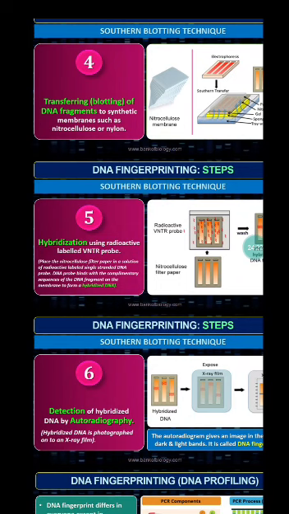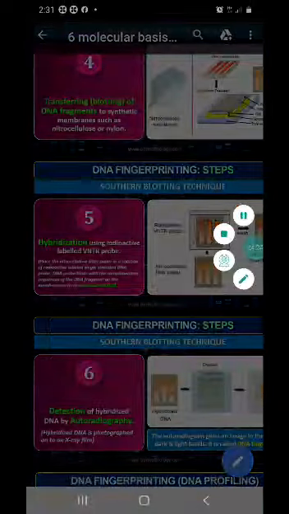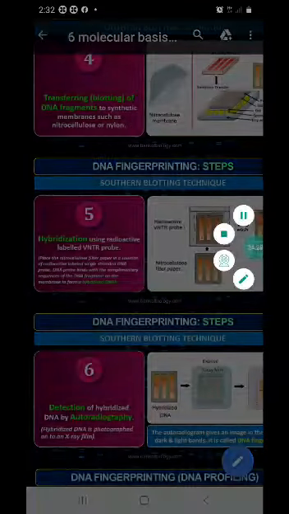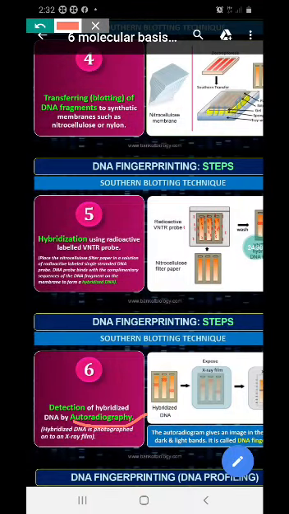Then it is subjected to autoradiography. When it is subjected to autoradiography, you can see something like the barcodes on the items we buy from the hypermarket. Barcode-like structures you can see.